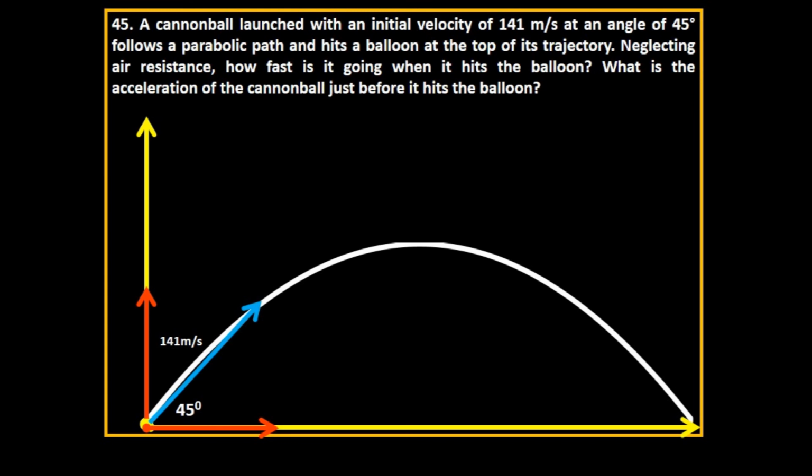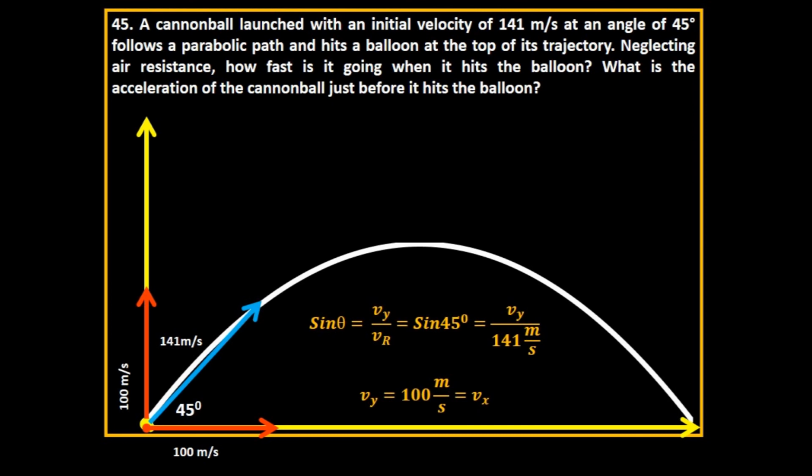So the acceleration remains constant. That's number one. The acceleration remains constant. What is the acceleration of the cannonball just before it hits the balloon? The acceleration is always 10 meters per second squared. It's negative going up and positive going down.